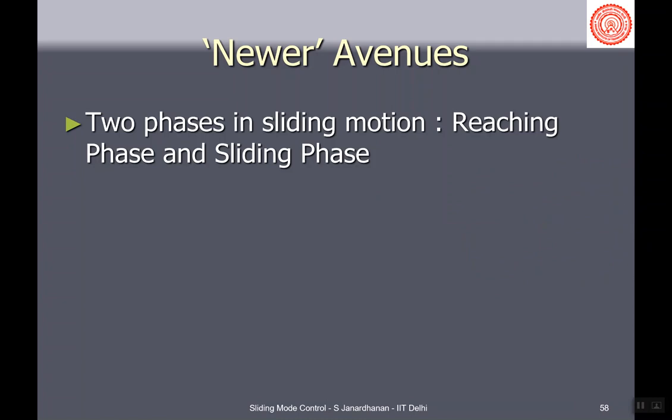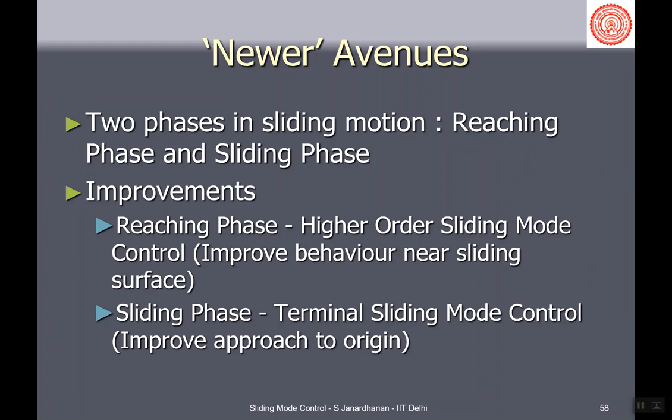So people worked on these things, by improving the reaching phase, that is how it approaches the S is equal to 0 surface, and on the sliding phase itself, how it approaches the origin. Work was done on both of these phases of the sliding mode, and two new branches came up. The improvement of the reaching phase led to the branch of higher order sliding mode controller, so how it approaches the sliding surface. The improvement work on the sliding phase led to something called terminal sliding mode controller, where you improve the approach to the origin.